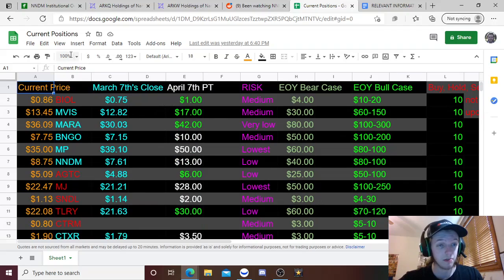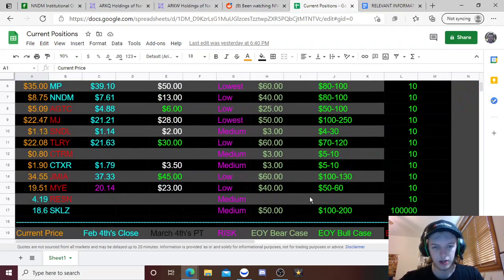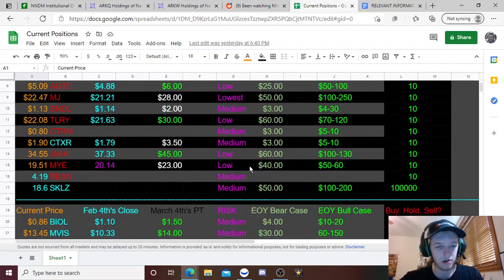These are my price targets. Let's zoom out so you can get a full little view. If you want to screenshot or fact check me on anything, okay, there you go.